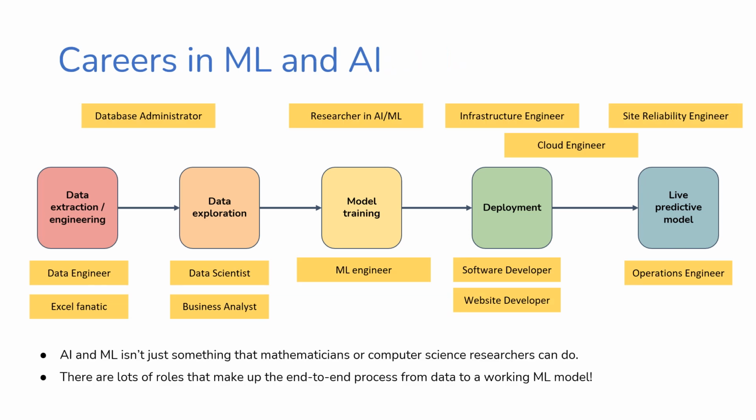Artificial intelligence and machine learning is not just something that mathematicians or computer scientists can do. There are lots of roles that make up the end-to-end process from data to working ML model, which you can see, for example, people working at different stages. At data extraction or engineering, you could work as a data engineer, or Excel fanatic, or even a database administrator. And at data exploration, we need data scientists and business analysts to understand the data. At ML training, you could work as an ML engineer or researcher in AI or ML. And for the deployment, you could work as a cloud engineer or infrastructure engineer, software developer, or even website developer to deploy the model in a web app.